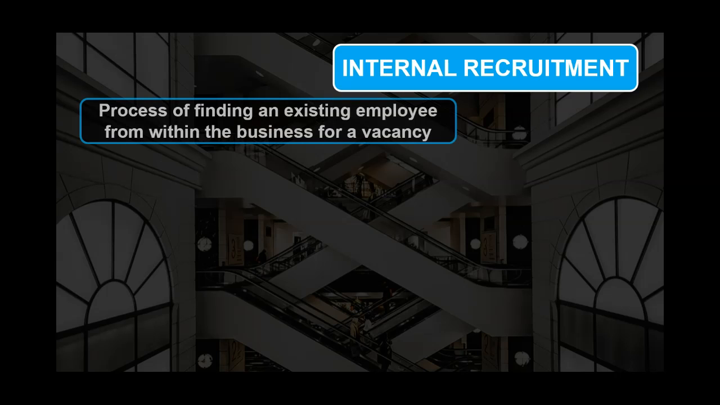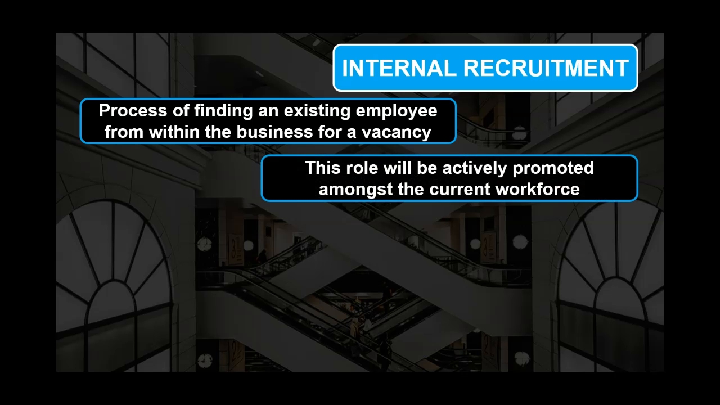Internal recruitment, as previously mentioned, is the process of finding a current employee from within the business to fill a new vacancy that has become available. This will often be a promotion, but could also be a sideward step for the employee into a role that suits their skills far better. This role will be actively promoted amongst the current workforce via staff intranet, emails, notice boards, etc. And the potential candidates will then be shortlisted and interviewed. What are the advantages and disadvantages of taking this approach?